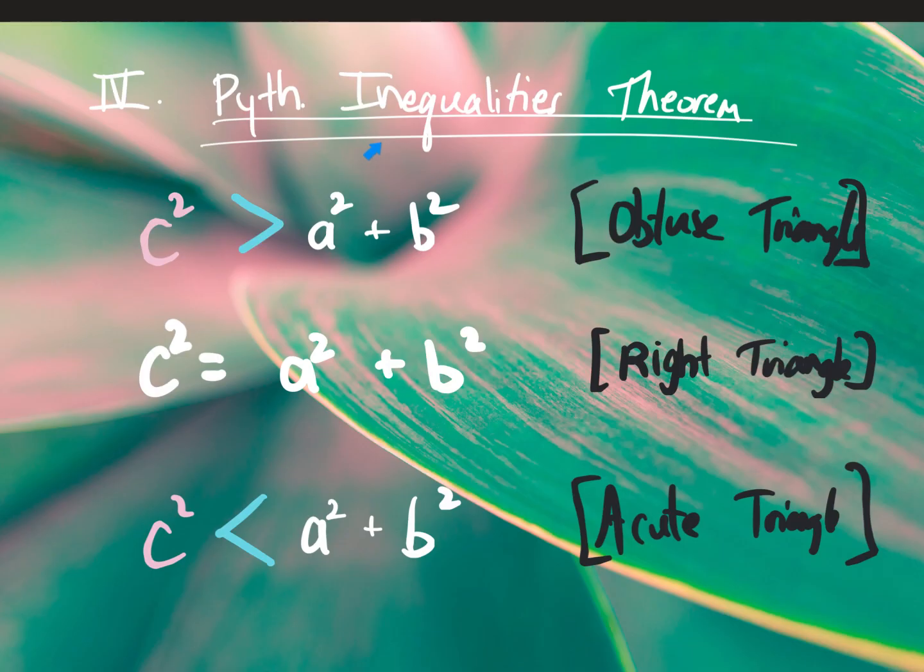And the last idea of this section is the Pythagorean inequalities. We already know the middle one. If the square of the longest side is equal to the sum of the squares of the other two sides, it's a right triangle. That's the Pythagorean theorem. But what if the square of the longest side is bigger than the sum of the squares of the other two sides? Then it will be an obtuse triangle. And what if the square of the longest side is smaller than the sum of the squares of the other two sides? Then it will be an acute triangle.